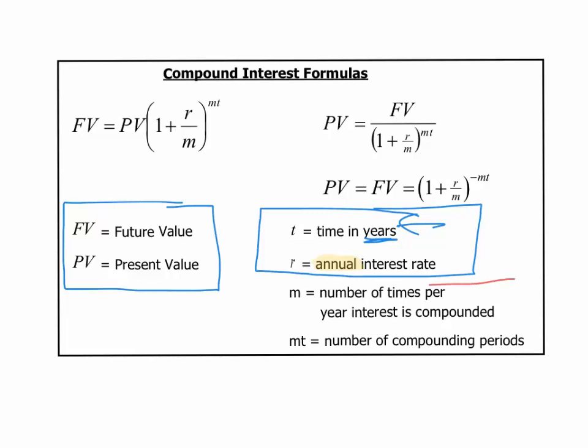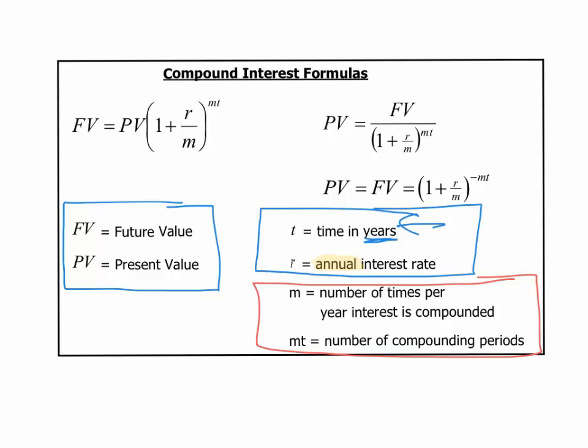New in this type of interest is our M, which is our number of times per year interest is compounded. So in the last example, we were looking at that $1,000 that was earning interest every year, and the interest would be calculated and added onto our account.